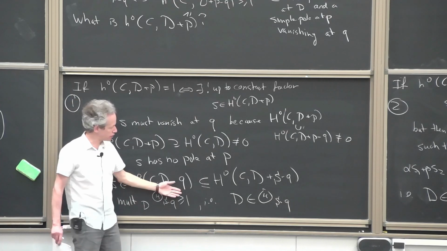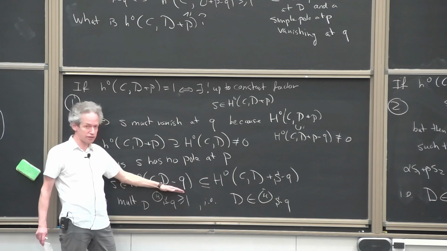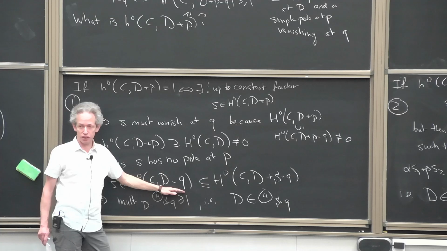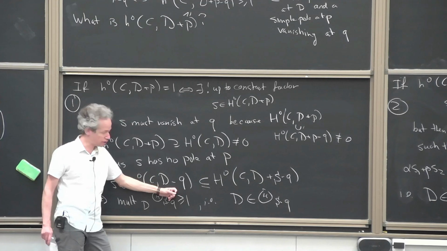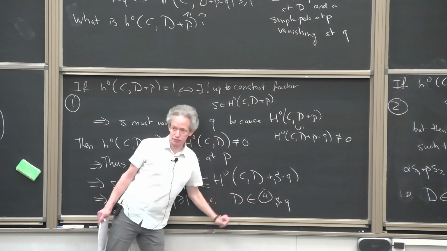Okay? But then in particular, I have a section of S minus Q. So you see that in this case, I am really proving that D minus Q has a section. I cannot phrase that in terms of the theta divisor. This is a divisor of degree G minus 2. I have no idea how to think about it. This I can phrase in terms of the theta divisor.